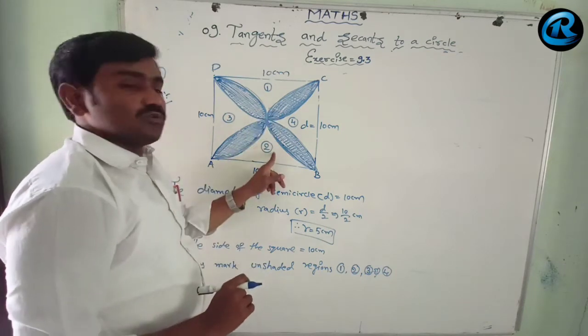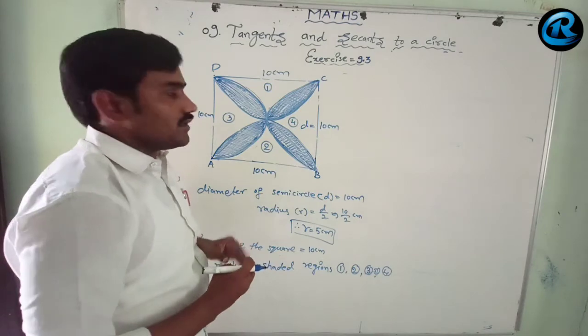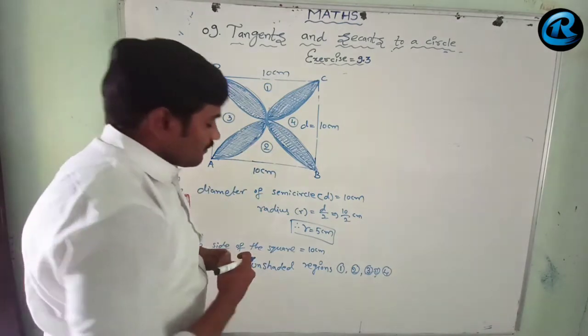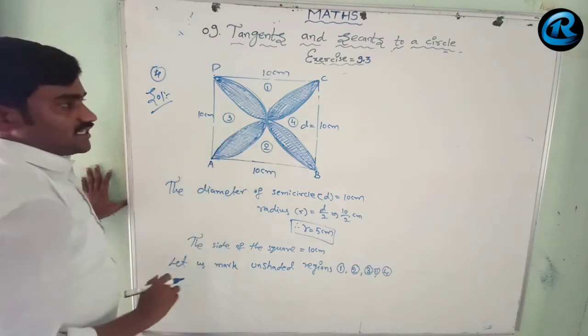The area of 1 and 2, if you get the answer, for area 3 and 4 similarly we can write the same answer because they occupy the same area. So that's what we do now. Let us find out the area of the unshaded regions.